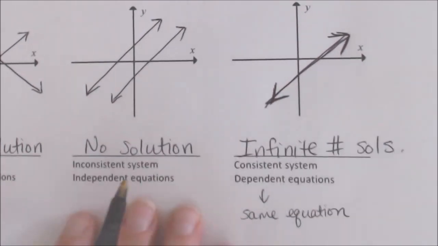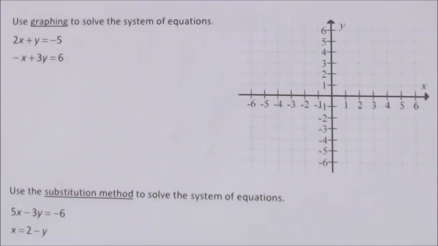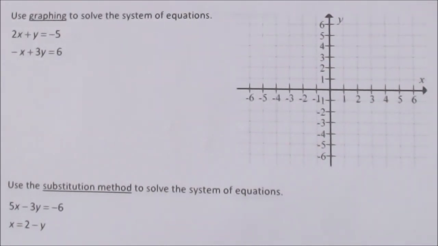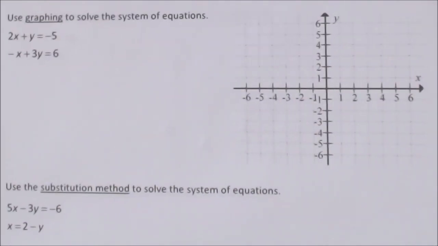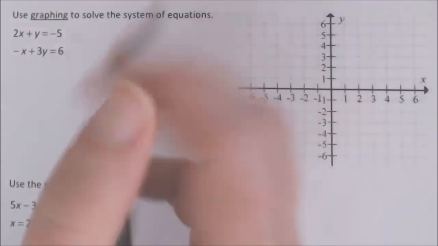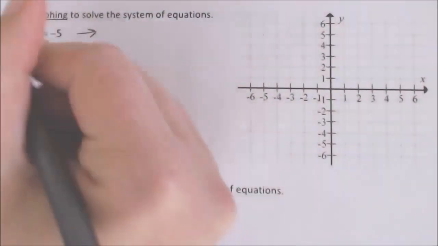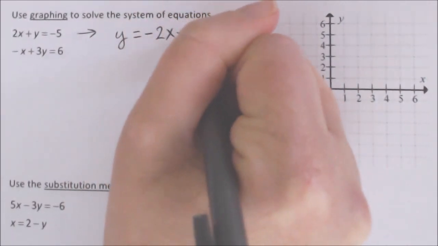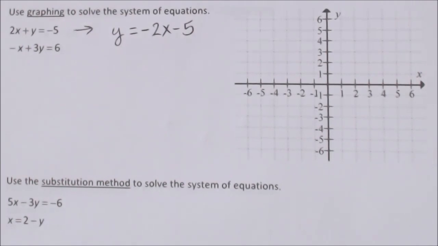Okay, let's talk about some techniques we can use to solve these equations. Let's start with this first example. It says to use graphing to solve the system of equations. We're not going to do graphing very often to solve these because I don't think it's a very reliable method, but I wanted to throw this in here so we could practice graphing lines since we haven't done that in a while. For the first equation, if you write it in slope-intercept form, subtract 2x from both sides, you'd get y equals negative 2x minus 5. So your slope is negative 2, your y-intercept is negative 5.